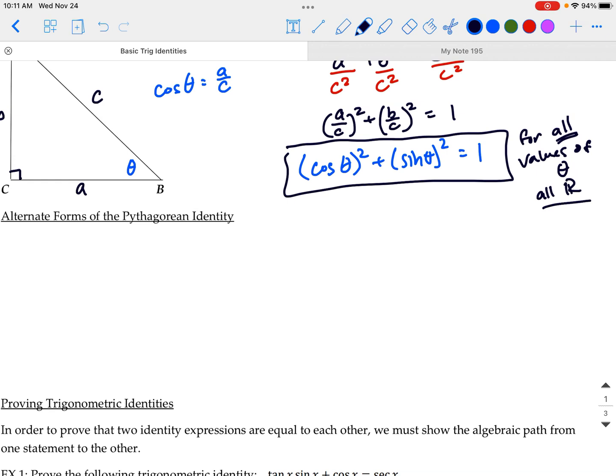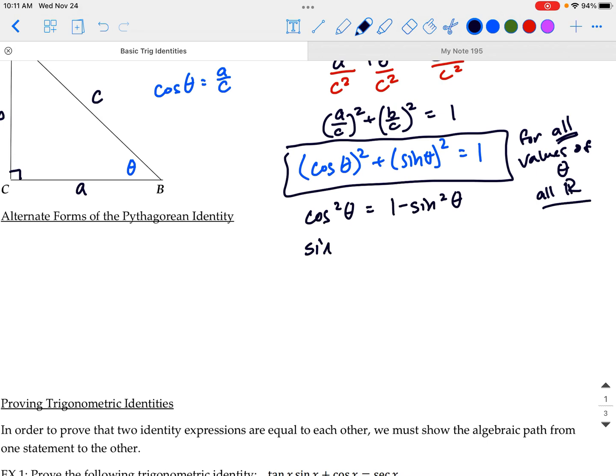So in other words, I could take my expression and subtract sine squared theta on both sides. And if I do that, we'll note that cosine squared theta is equal to 1 minus sine squared theta. So this is just manipulating properties of equations. I can subtract or add the same quantity on both sides. So in this case, I'm subtracting the sine squared on both sides. But I could also have subtracted the cosine squared.